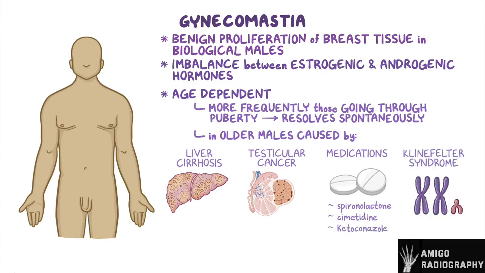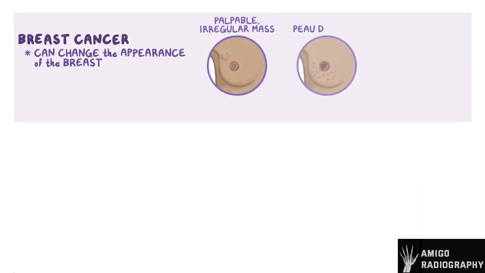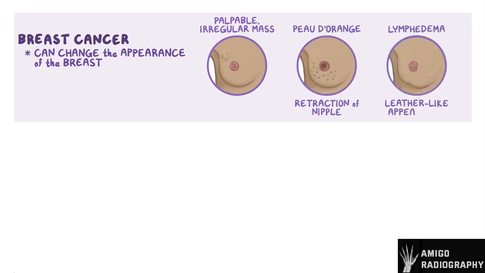Okay, as a quick recap, breast cancer can change the appearance of the breast. Signs include a palpable irregular mass, peau d'orange, retraction of the nipple, lymphedema, and a leather-like appearance. It mainly affects females, though up to 1.5% of cases occur in males.